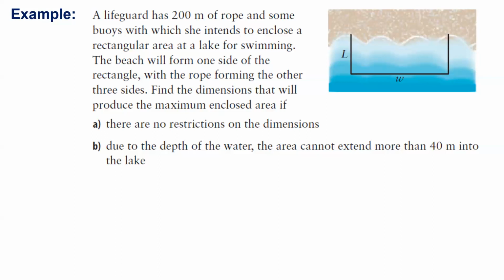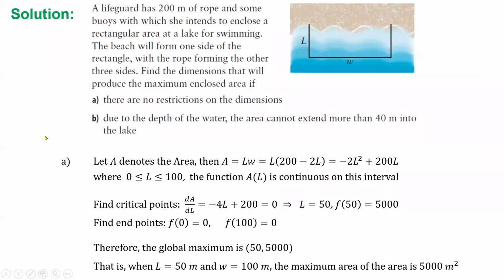Okay, have you finished? Any ideas? All right, let's have a look at question A. If there are no restrictions, how can we find the global maximum? We can use the first derivative test, right? So we can let A denote the area. Then A is L times W, and because the total length of the rope is 200, W is 200 minus 2L, right?